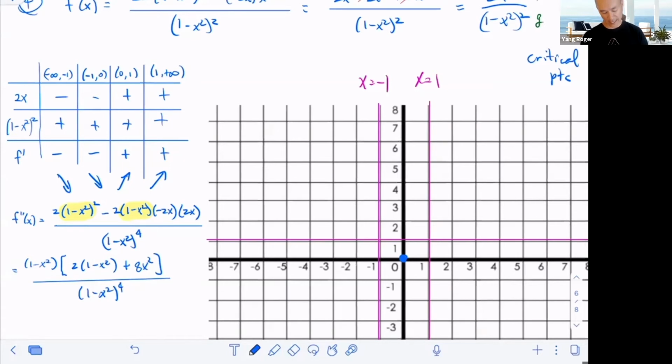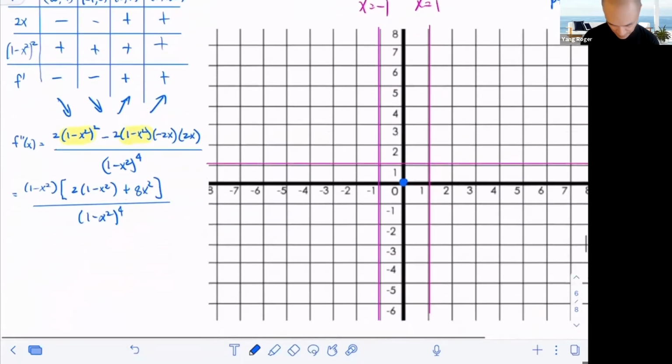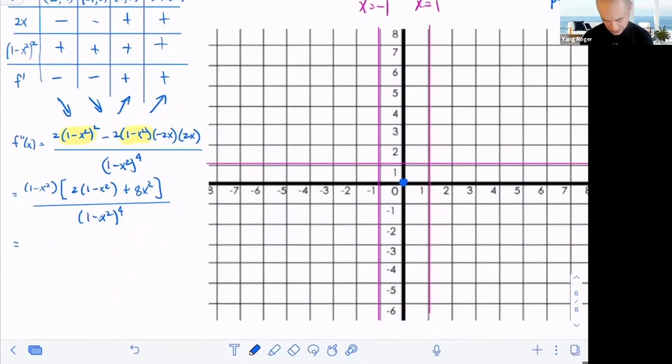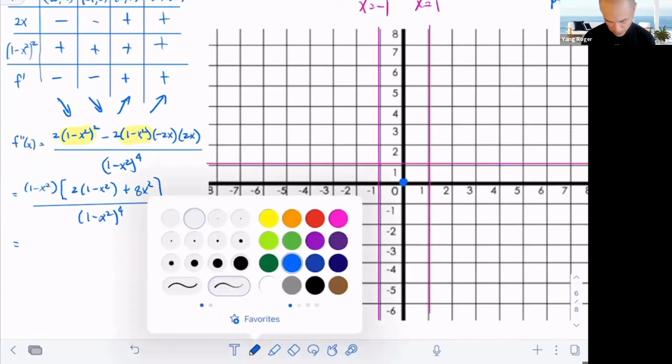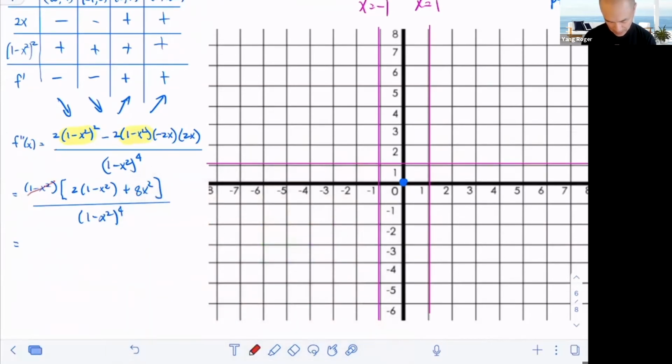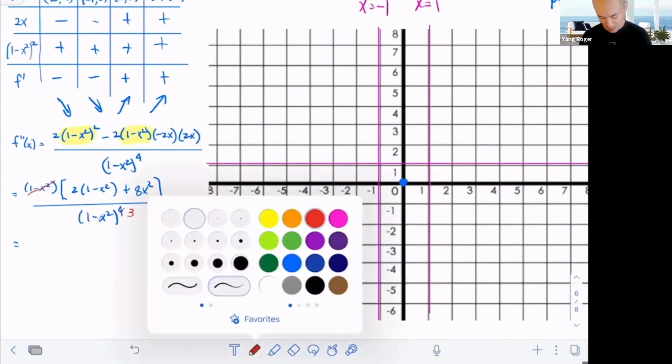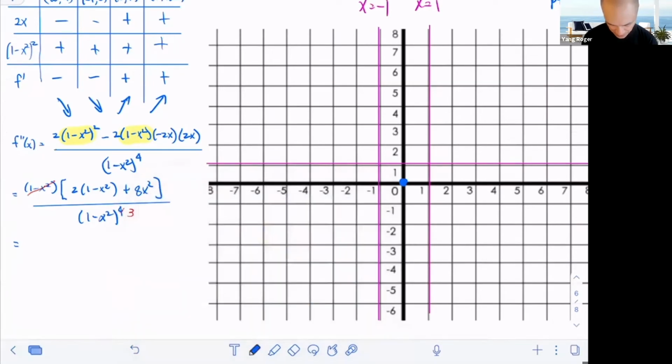Are there any questions about that step? All right. Then we can simplify a little bit because 1 minus x squared is going to cancel with one of those in the denominator. And then I can simplify the numerator. I just distribute the 2, that gives me a 2 there, and I'll have a negative 2x squared plus 8x squared. That's going to give me a plus 6x squared. So in the end, my derivative looks like this.